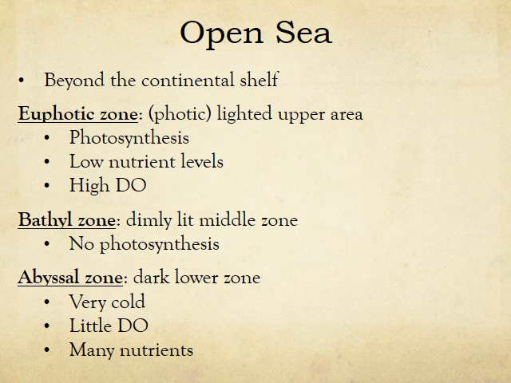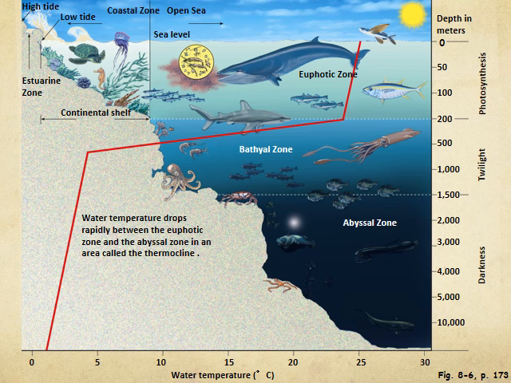In the ocean, we have a couple different zones. You have your euphotic, sometimes called the photic zone, which is the lighted upper area. You have low nutrient levels, but high dissolved oxygen because you have a lot of organisms creating oxygen through photosynthesis. Then you have your bathyal zone, your kind of middle murky zone. And then your abyssal zone is your dark lower zone. It's very cold. There's very little dissolved oxygen because you don't have photosynthesis, but there are lots and lots of nutrients down there. So here's just a diagram for you, and you have that in your notes as well.